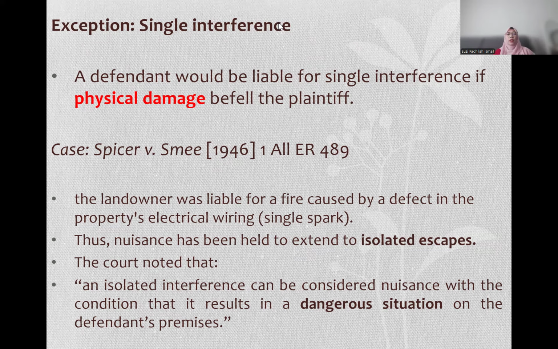What's the reason? The court noted that isolated interference can exceptionally be considered nuisance on the condition that it results in a dangerous situation on the defendant's premises, causing damage to the victim or plaintiff. That's why even though it's an isolated escape or isolated interference, it still amounts to nuisance. Generally, no, but exceptionally, yes.